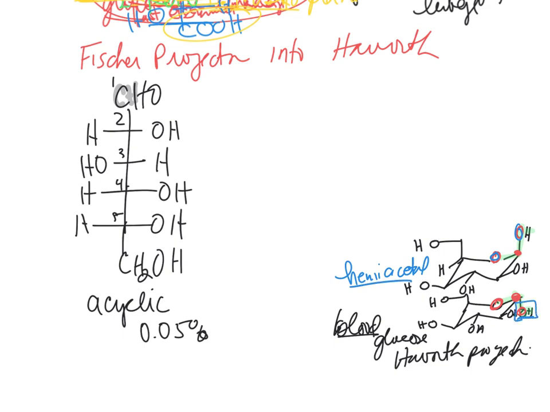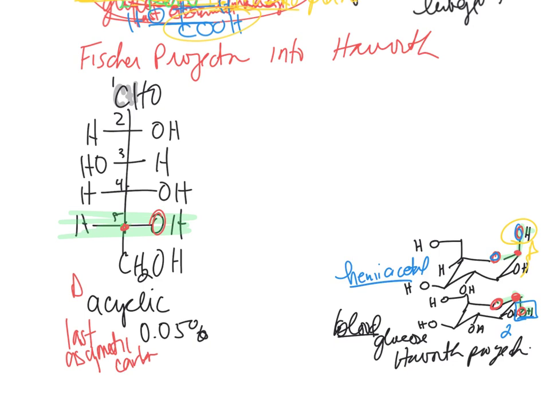Now, if the OH is down, that's alpha. If the OH is above the ring, that's beta. Okay? And so how you draw the Haworth projection is always this OH, the C5, and hopefully at this point you're starting to notice, it's the last asymmetric carbon. So this one is a D, right? And it is this one that attacks the carbonyl.